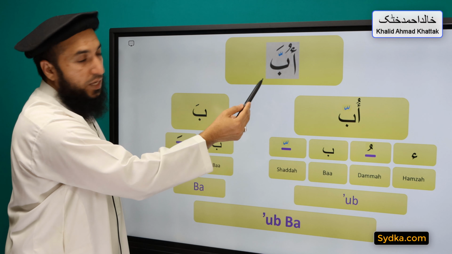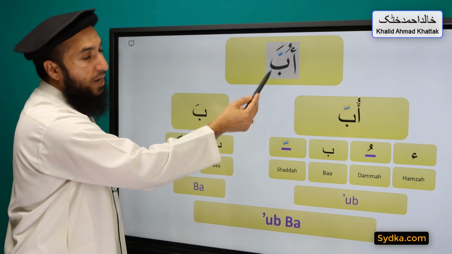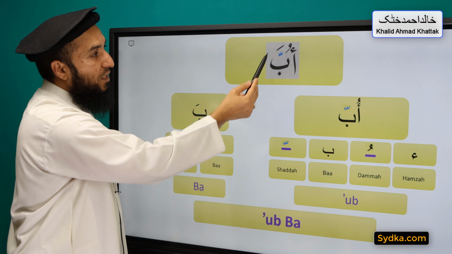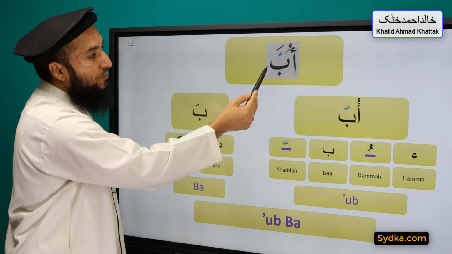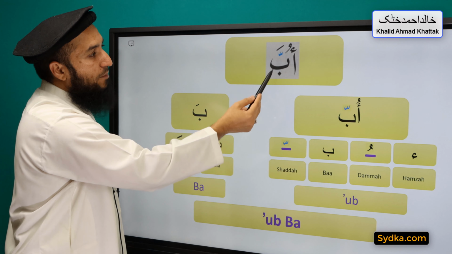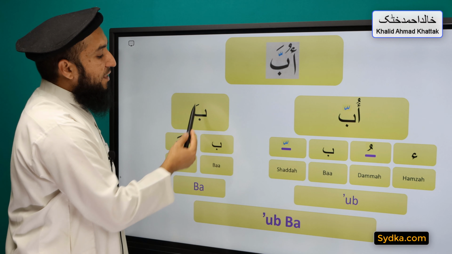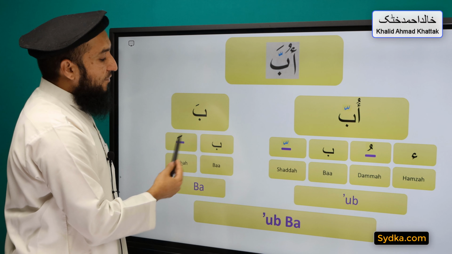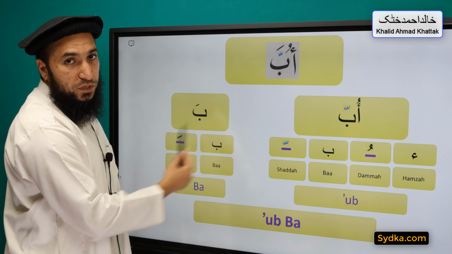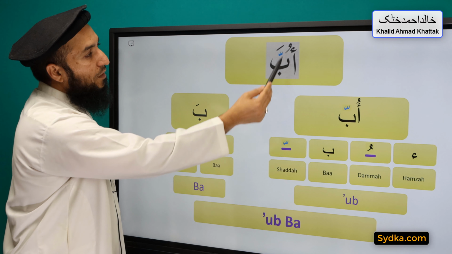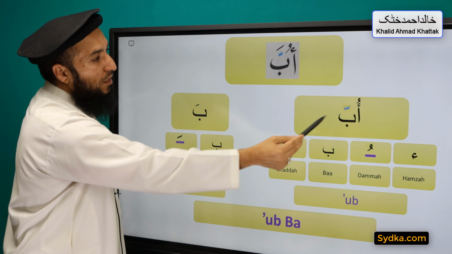The second syllable we have is Ba Fatha Ba. Ba is a light letter, it has fatha on top of it and it is prolonged for one count. Ba Fatha Ba. Combining both syllables together we have Ubba. Ubba.